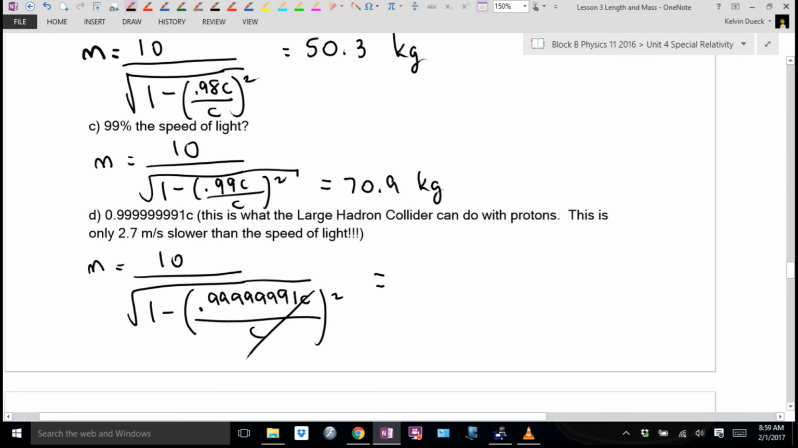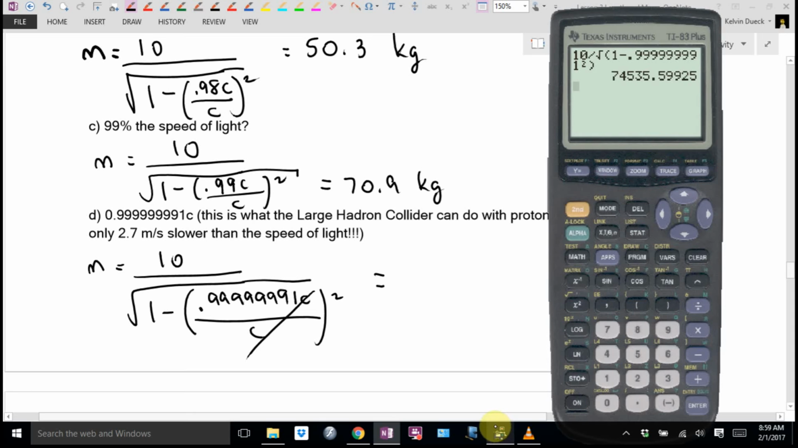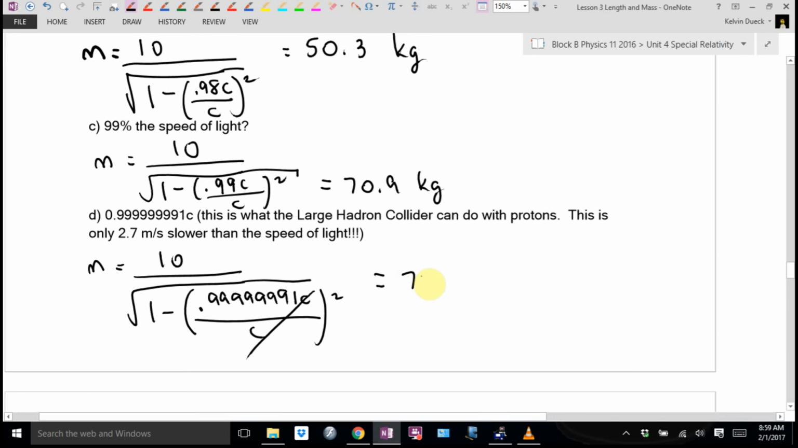So I got to write this one down. 74535.6 kilograms. Now that's for a 10 kilogram mass, but Kiana, the protons and the neutrons and the things that they're causing to accelerate also have a massive increase in mass, and that's why it takes so much energy to get them going that fast. I think the Large Hadron Collider, to get the protons up to this speed, I think it takes something like about the same amount of energy to power a small town. It takes a lot of energy because their mass is increasing.